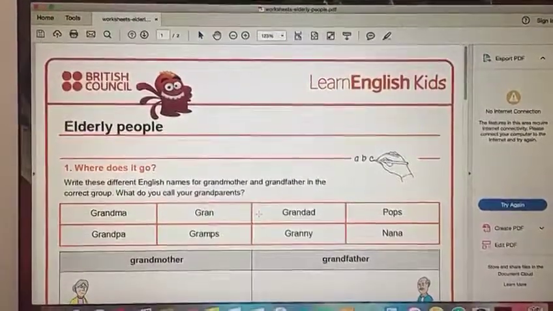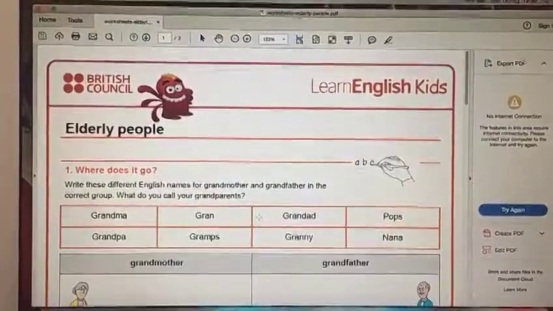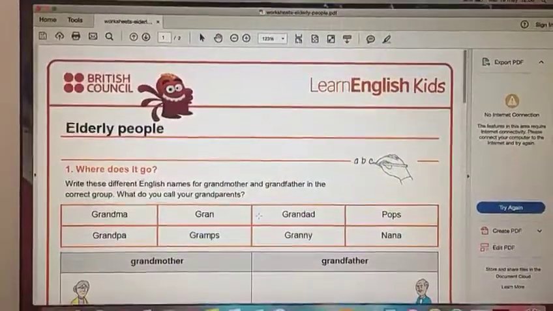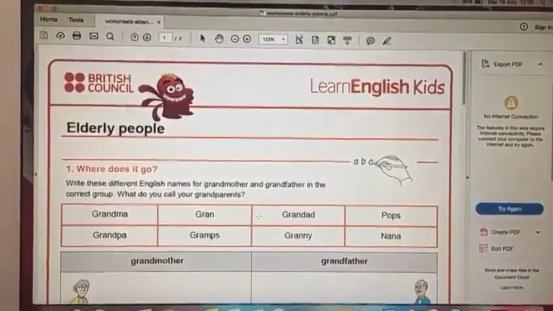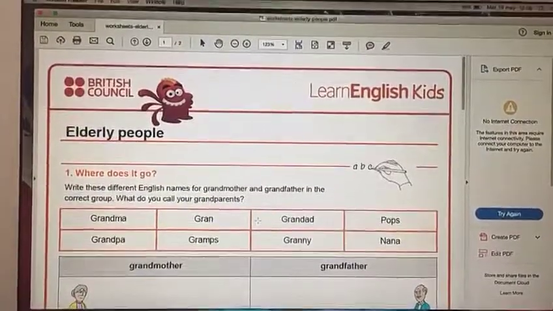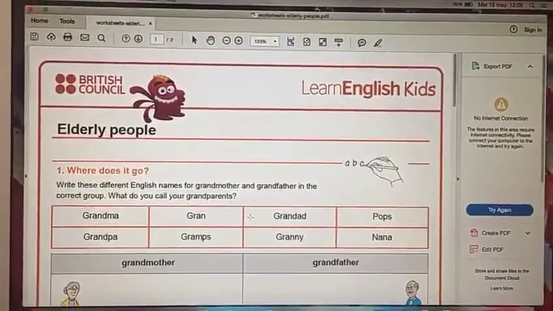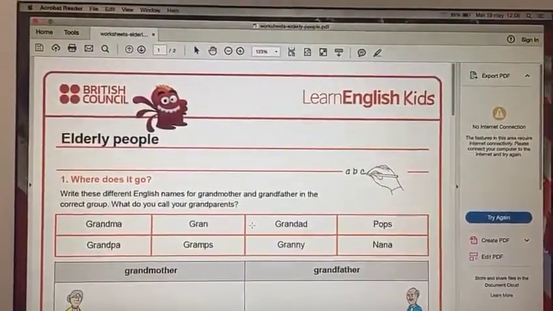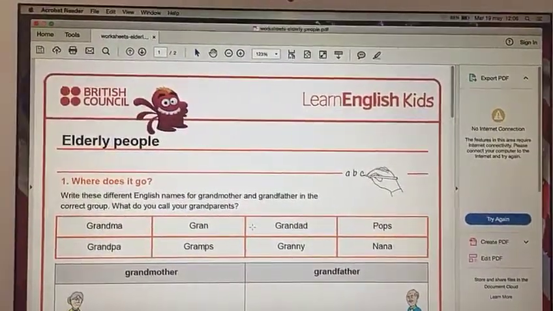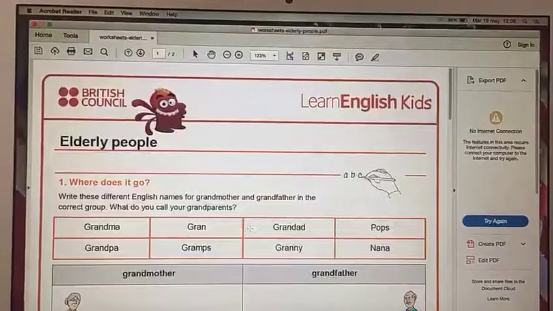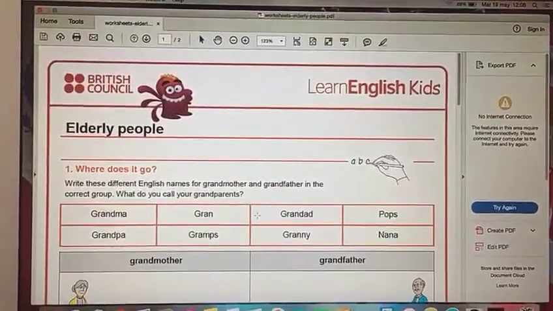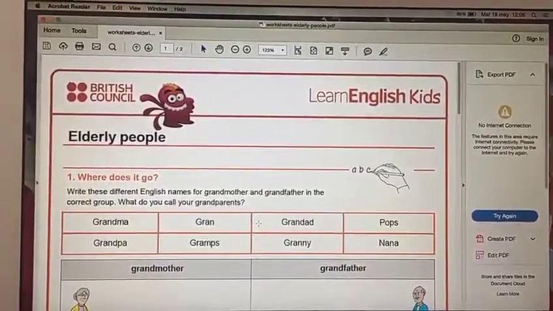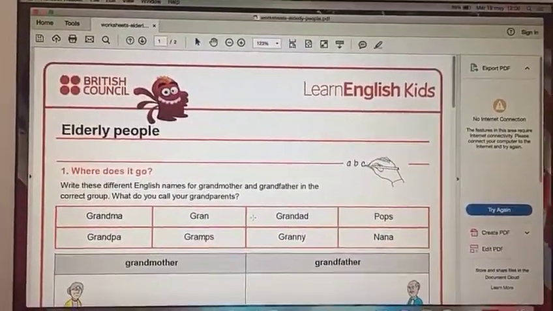In today's video, we are going to work together on the following worksheet called Elderly People. Okay, so this worksheet has to do with the family, specifically grandparents. And this is going to be a listening and speaking activity because we are going to work on correct pronunciation, as well as a reading and writing activity because we have to read the questions and answer the questions. All right, let's get started.